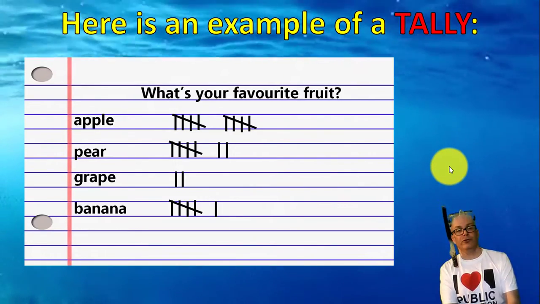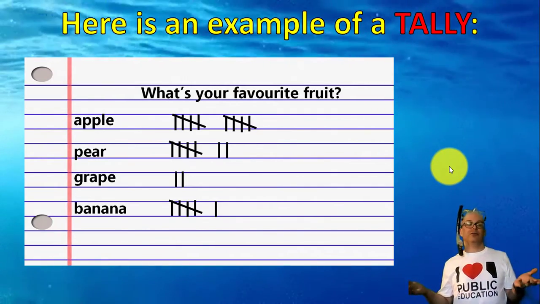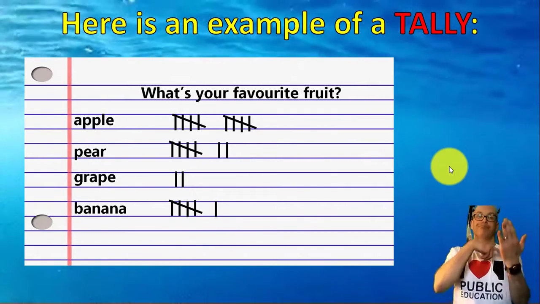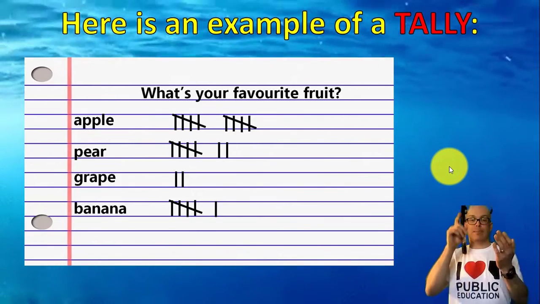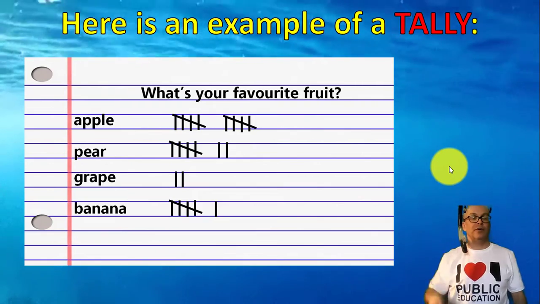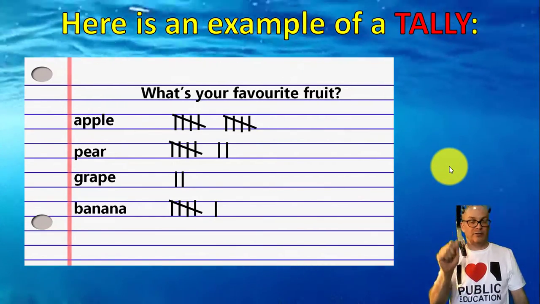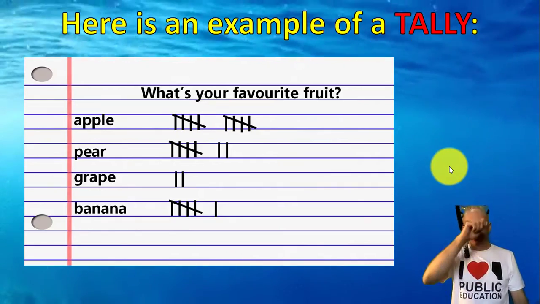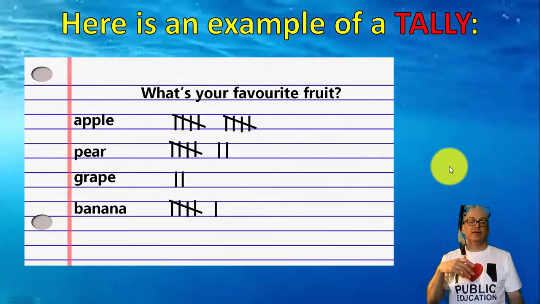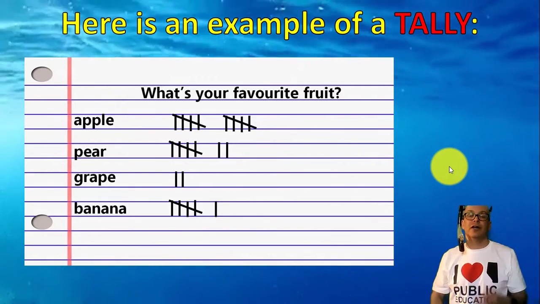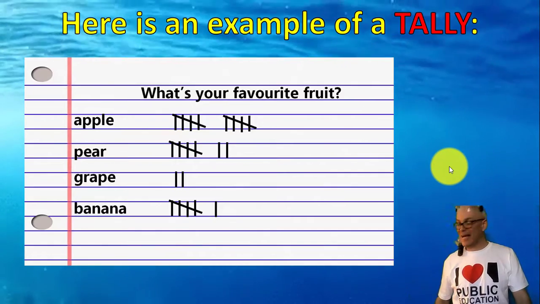Here's an example of a tally. What's your favorite fruit? So you go around, you ask a bunch of people, what's your favorite fruit? Apple. What's your favorite fruit? Pear. What's your favorite fruit? Grape. And you just go around. You ask people, and you don't have to do adding. You just cross them off as they come to 5, and then as they come to 10. And this is a very quick way, an easy way of recording information, using a tally.